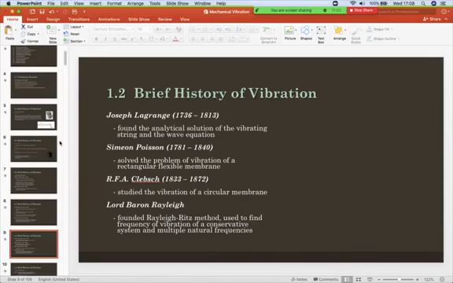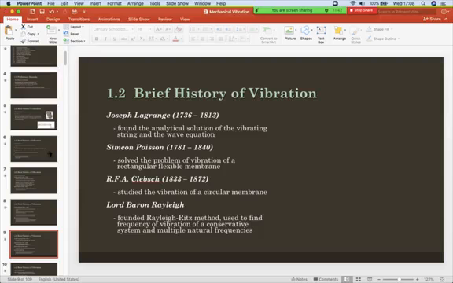We have Joseph Lagrange, 1736 to 1813, who found the analytical solution of the vibrating string and the wave equation. No? So here's now the improvement. We have now the wave equation. And we have Simeon Poisson. If you can recall, Poisson solved the problem of vibration of a rectangular flexible membrane. So even in a rectangular membrane, there's a problem of vibration. R.F.A. Clebsch, 1872, studied the vibration of a circular membrane. After the rectangular, we have the circular membrane.